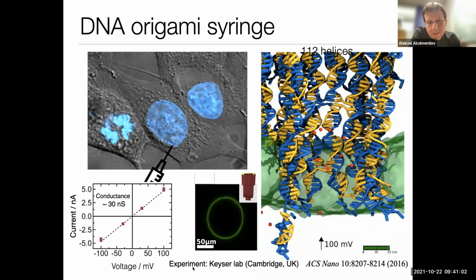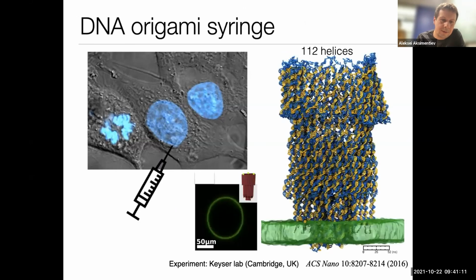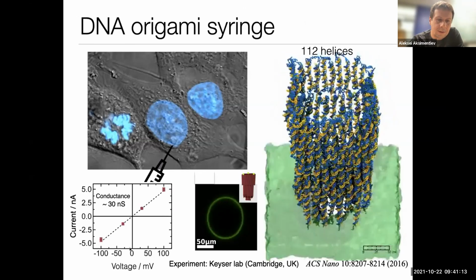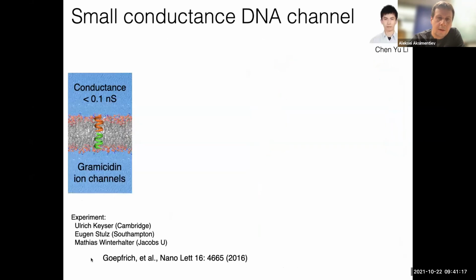So once we measure ionic conductivity, we can compare it to experiment. It's actually right on in this case. The experimental conductivity is 13 nanosiemens, and that's exactly what we get from our simulations.